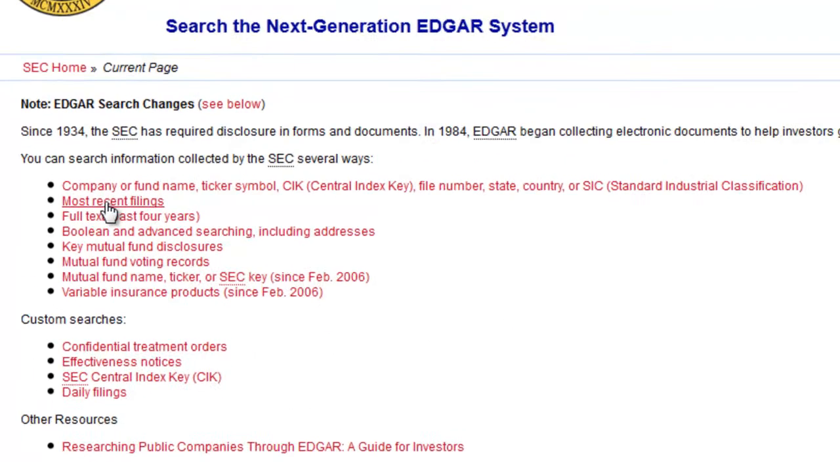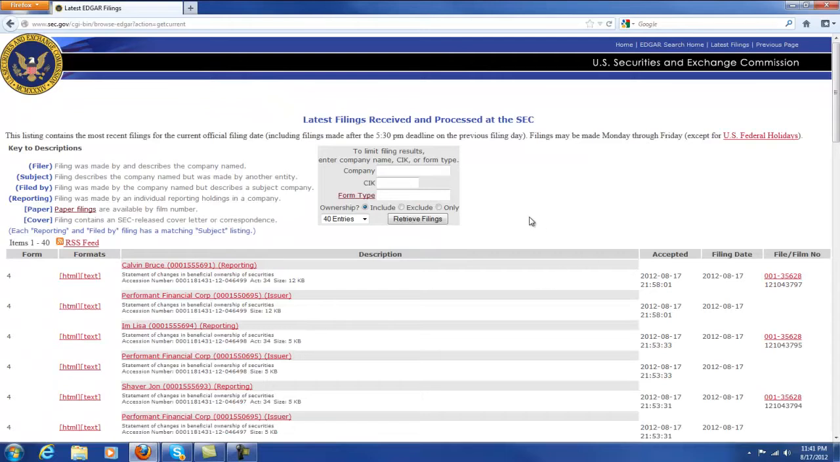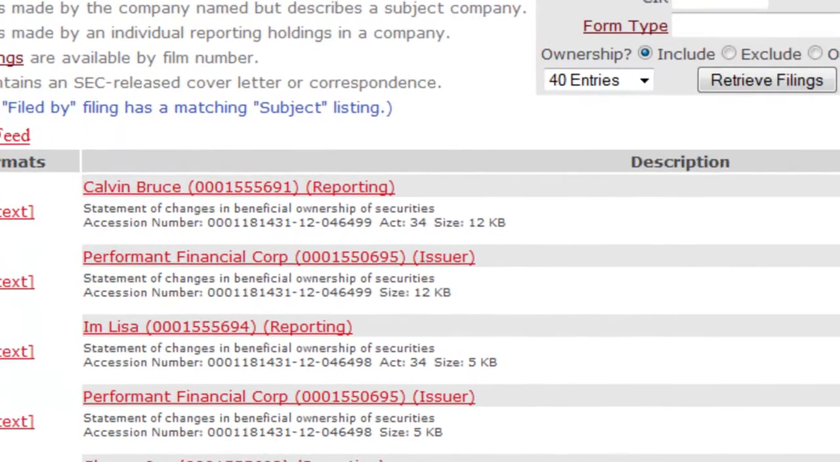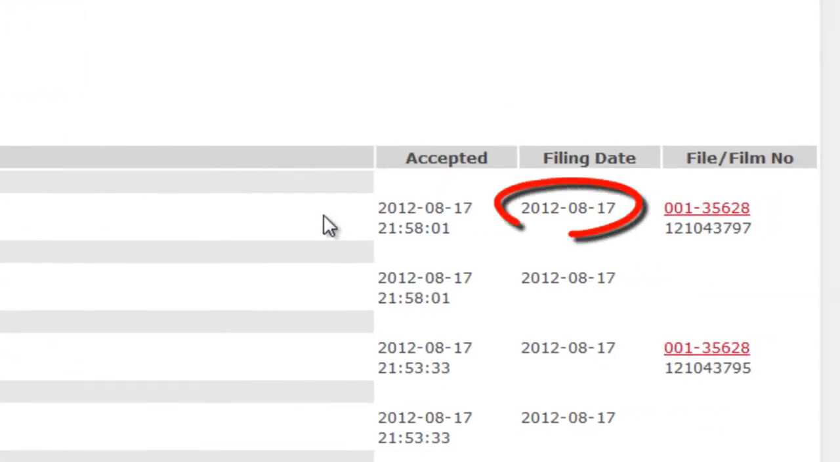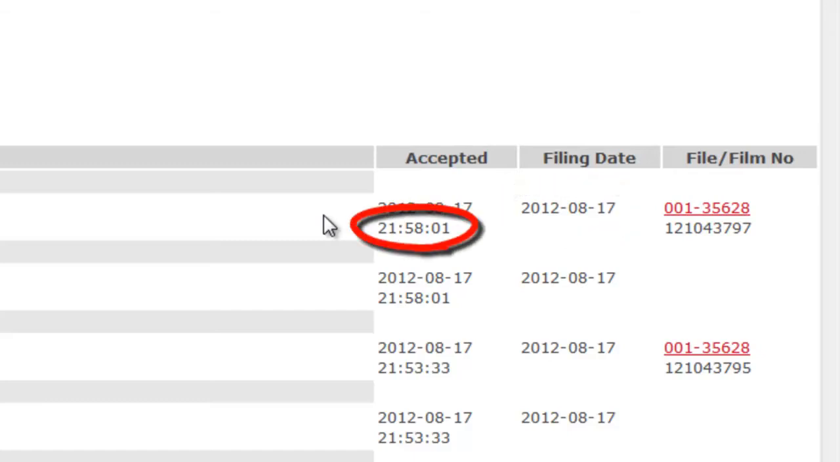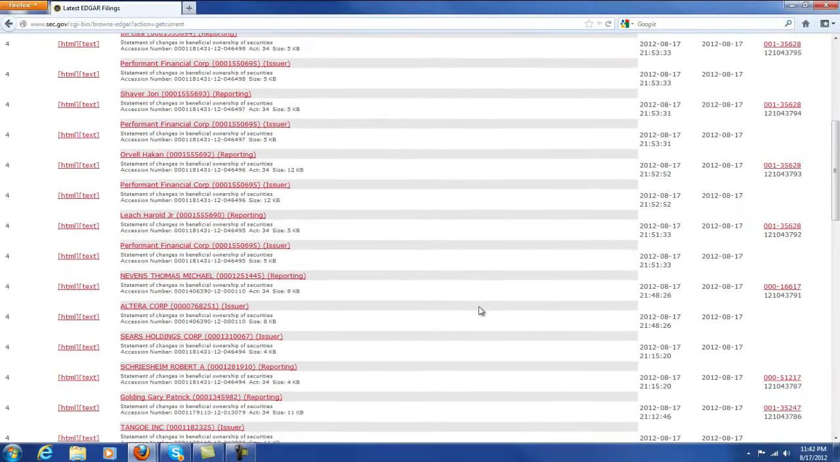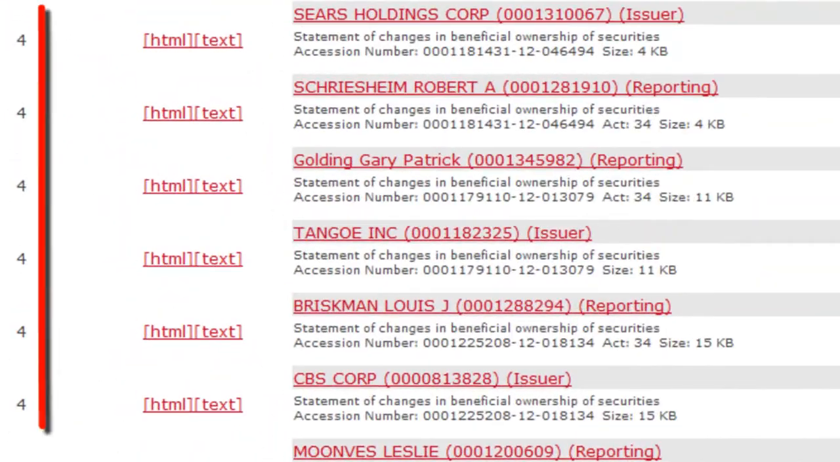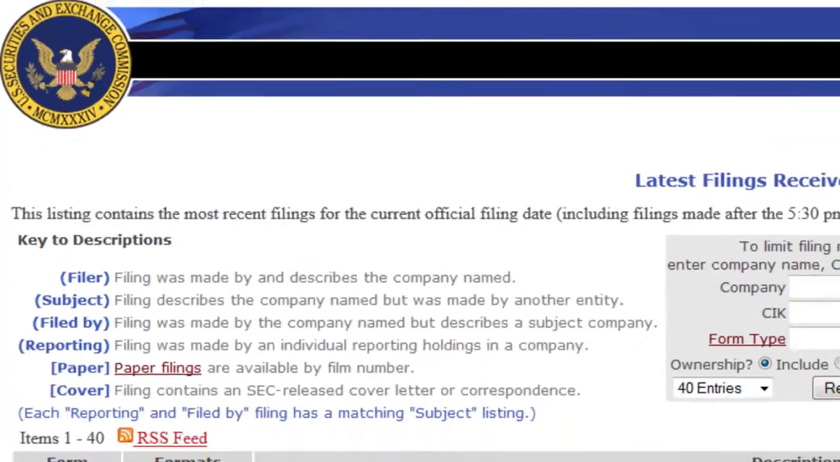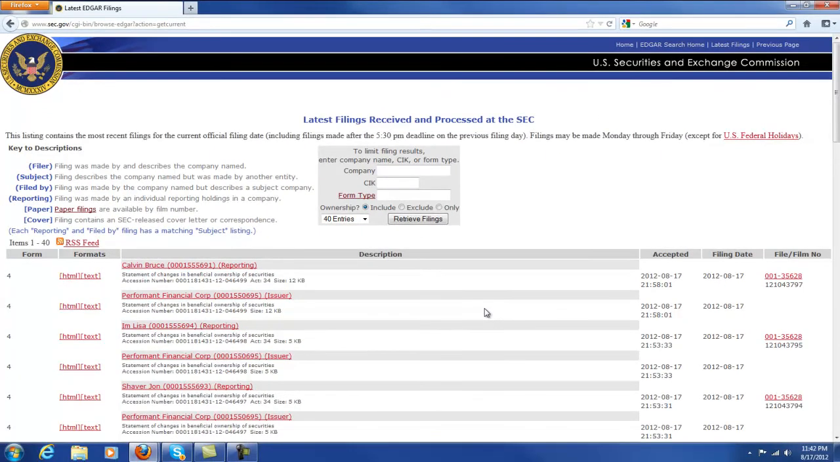When you click on Most Recent Filings, you will be taken to a page where you get access to the most recently filed SEC forms. On the top of the list, you can see is a Form 4, and on the right, you can see that it was filed on August 17th, 2012 at 11:58 p.m., which is about 20 minutes ago. Also, when you scroll down through this list, you can see that most of these forms are Form 4, which are used to record buy and sell transactions by insiders.